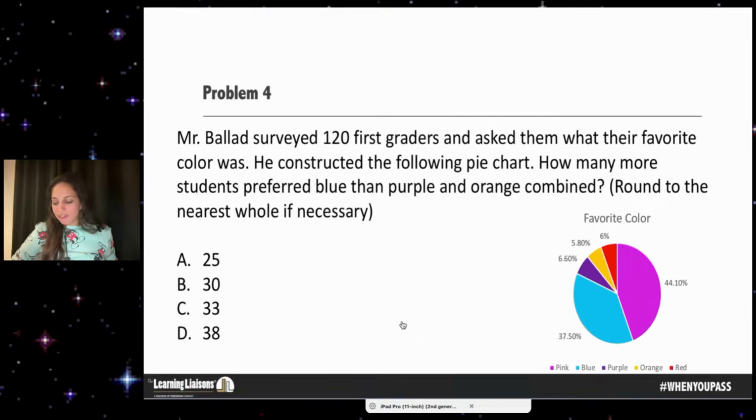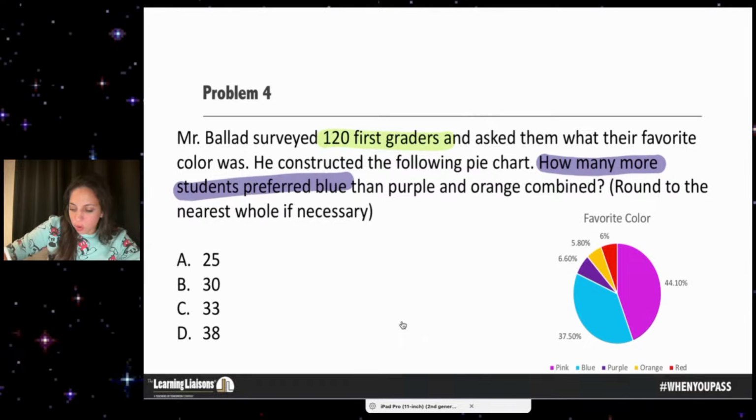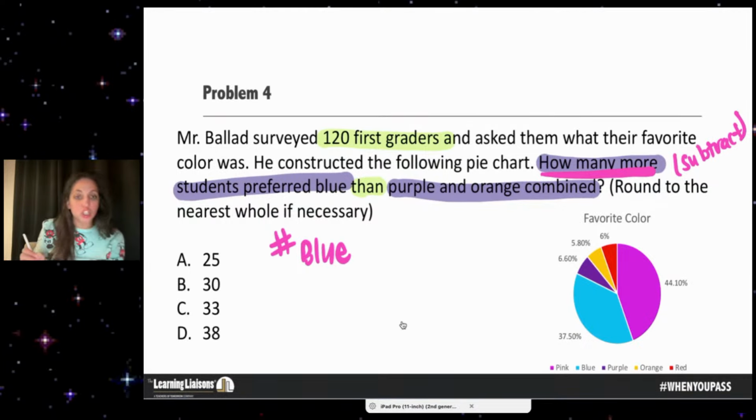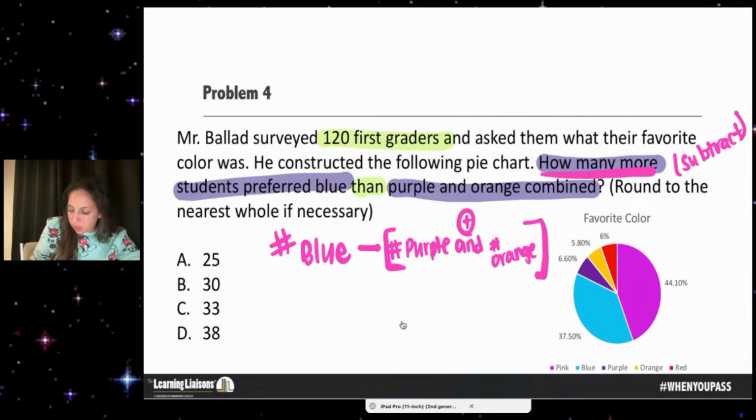So here's what we have to look at. He surveyed 120 first graders. And the question is asking how many more students preferred blue than purple and orange combined. How many more preferred blue? That means more kids preferred blue. How many more? We have to subtract. But we know blue has more, so I'm going to figure out the number of kids who chose blue, and I'm going to subtract the number of kids who chose purple and orange combined. So I have to figure out the purple and the orange and then subtract that from the blue.